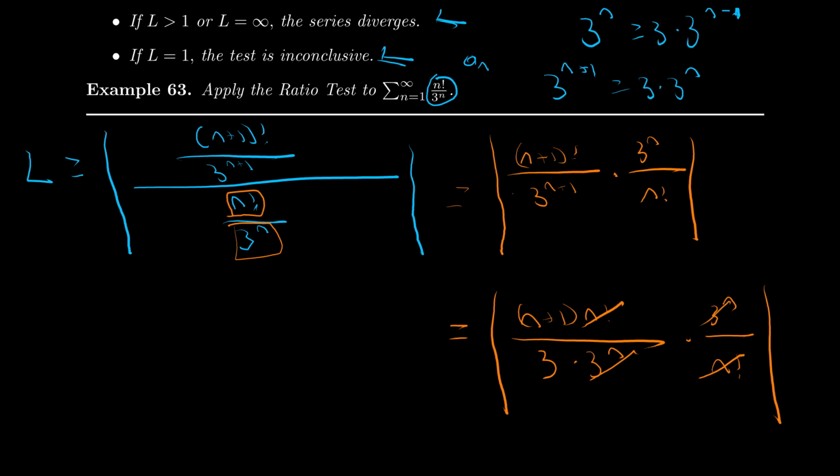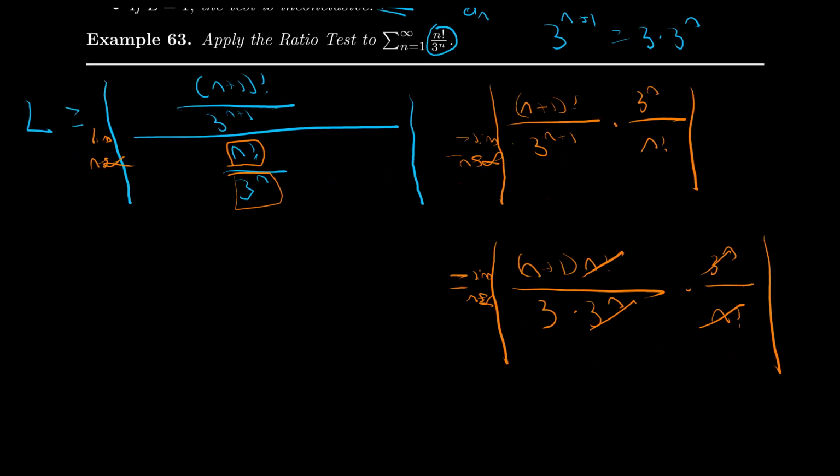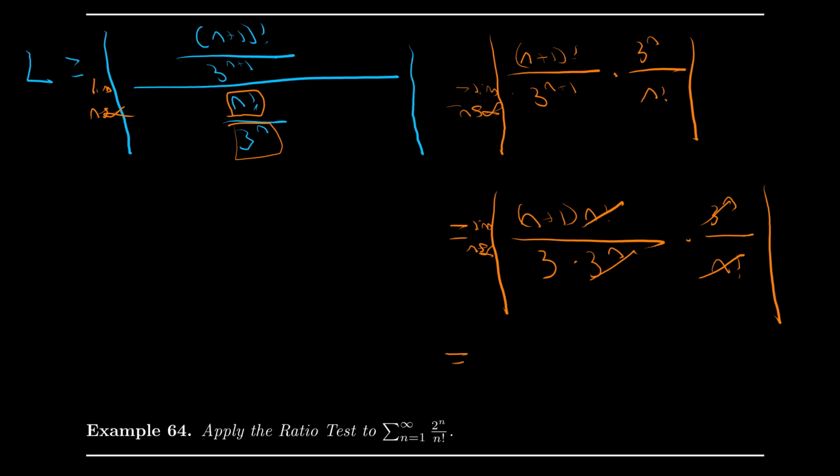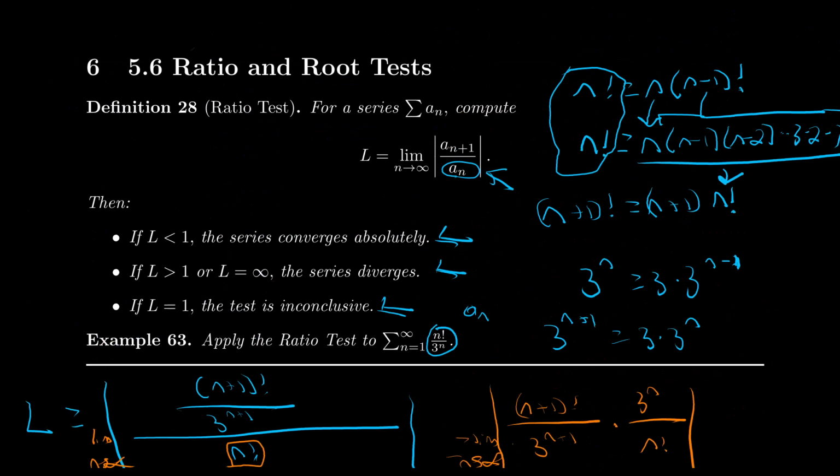Okay? Now remember, we were taking the limit as n approaches infinity. So then this is just going to be equal to the limit as n approaches infinity of the absolute value of n plus 1 over 3, which is infinity. Clearly, I'm going to plug in infinitely large numbers up here, but the bottom is static, so this is going to go to infinity. So what can we say? Scroll up. If L is greater than 1 or equals infinity, then it diverges. This is the case that we've got.